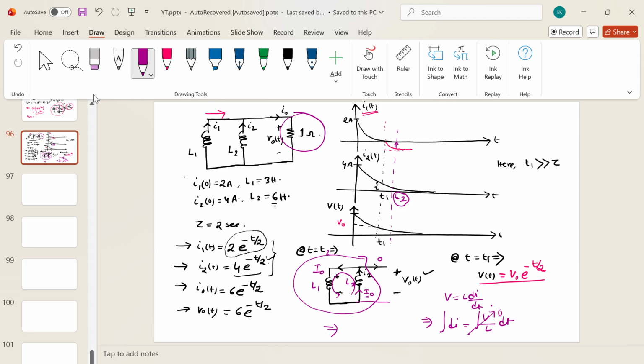But you can understand this mathematical portion by using Laplace transforms and so on.